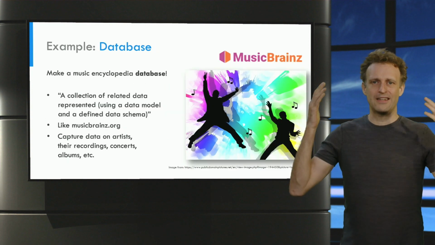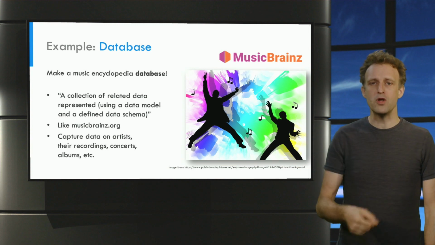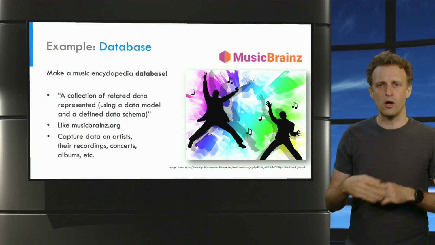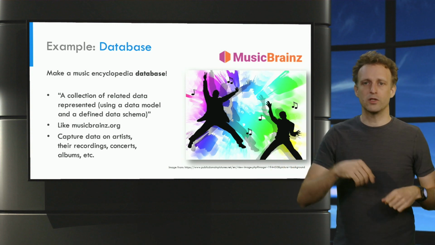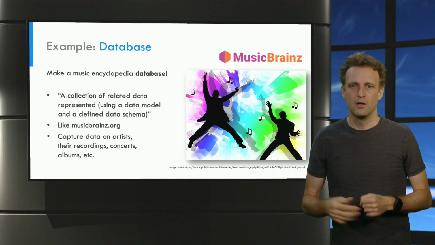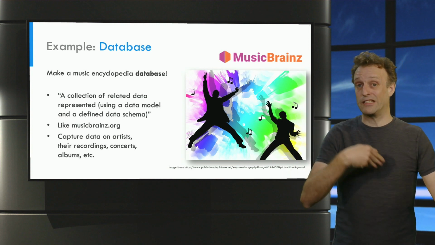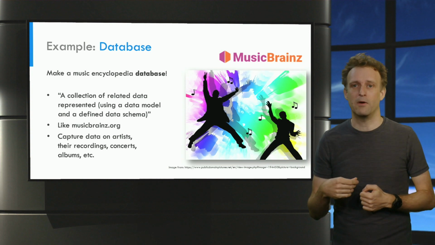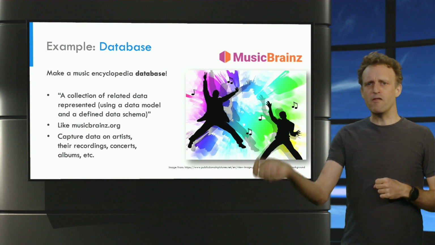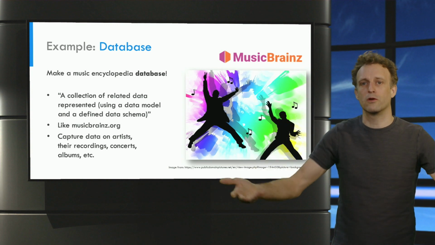Let's go through an extended example to understand these definitions better. Assume we want to create a music encyclopedia database in the style of musicbrainz.org. In case you don't know musicbrainz.org, it is an open source database covering music artists and their works and recordings. And here we see our informal definition at work. All the data in this database is related, so you will not store information about birds or cars in there. Instead, it will all be about music. And we will be defining a schema to ensure that all artists and recordings and so on are represented uniformly.